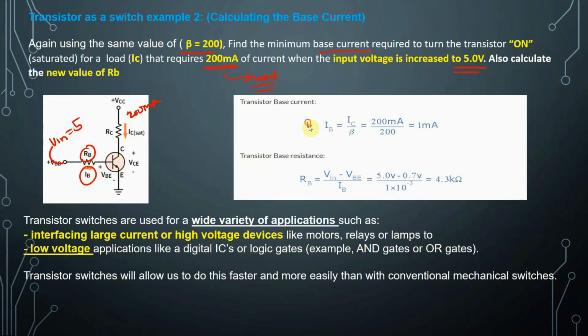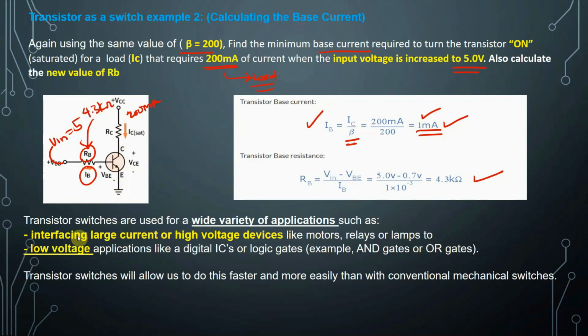Now to calculate IB, we have to use the relationship IC over beta. So 200 milli over 200, we will have 1 milliampere. So that will be our base current. So upon knowing base current, RB will be VIN minus VBE over IB. We will have 5 minus 0.7, 4.3 kilo ohm. So I need to put here 4.3 kilo ohm in order to have a current which is 1 milliampere, which is enough to saturate the transistor, and IC can flow easily all throughout to the emitter, right?